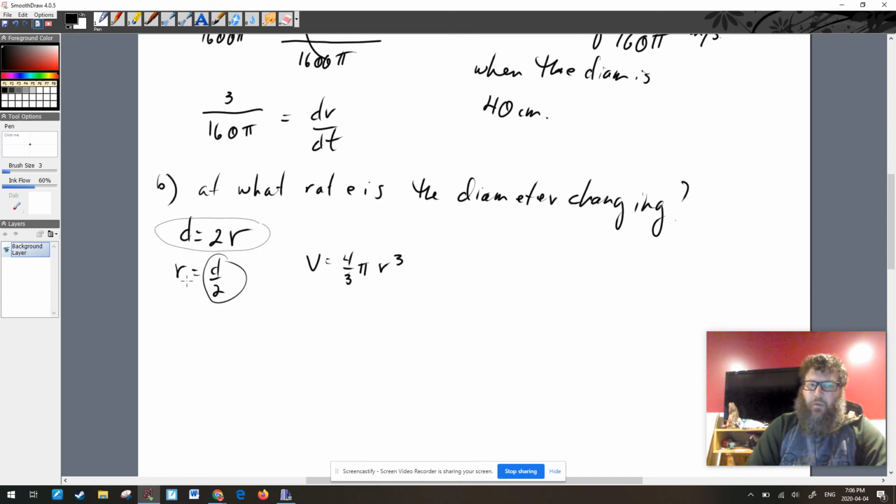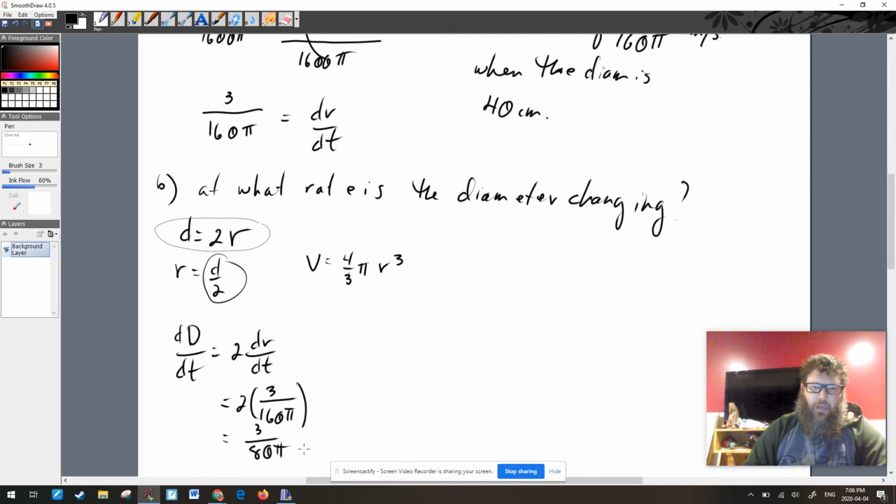And then I'd take this relationship and I would say d diameter by dt is equal to 2 dr by dt. And then I can just substitute that in, right? We can just say, oh, I know what dr by dt is. It's going to be 3 over 160 pi. And so that simplifies to be 3 over 80 pi, right? So that one's pretty trivial.